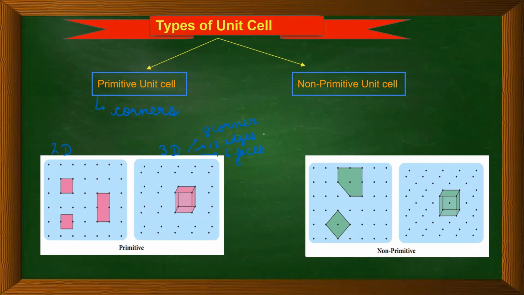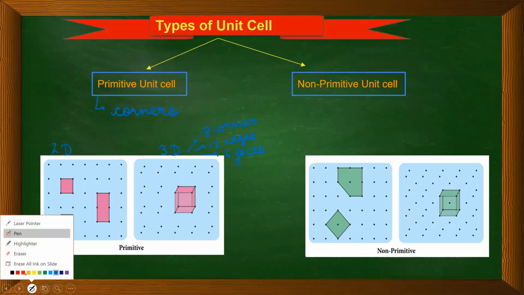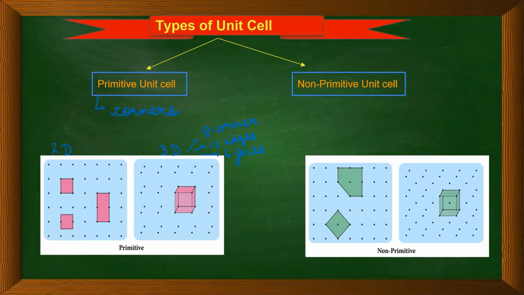This information is very helpful in this solid state chapter, and we all know that. In the primitive unit cell, particles are present only on the corners, whereas in the non-primitive unit cells, particles are present at corners but also at some other positions.